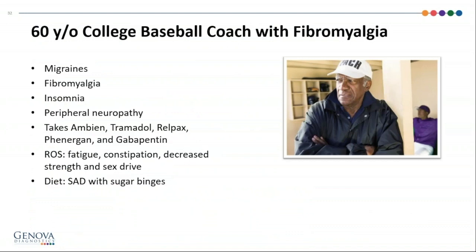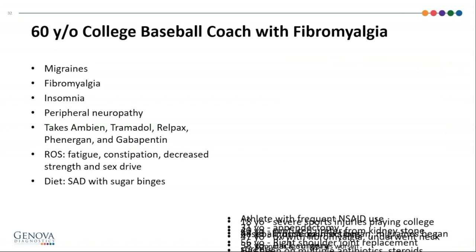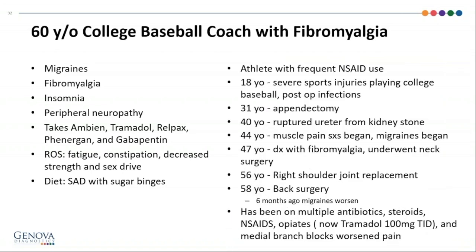This is a patient who had fibromyalgia. He was a college baseball player. He had migraines, insomnia, peripheral neuropathy. He was on multiple medications, and he was eating the SAD diet with a lot of sugar binges. And so we know that sugar acts as a diuretic and could even be depleting us of our Bs even faster. Now, this is his history of what he's been through in his lifetime.